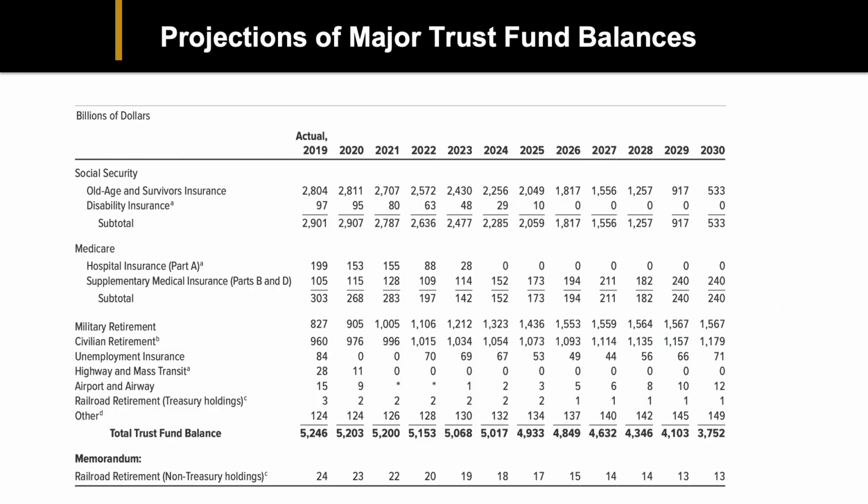Here are the major trust funds. These are the largest trust funds. We have two associated with Social Security. We have a couple associated with Medicare. We have a trust fund for military retirement money, civilian retirement money. Those are federal workers. We have unemployment insurance, the Highway Trust Fund, Airport and Airway Trust Fund, Railroad Retirement Trust Fund, and then a collection of some other trust funds.